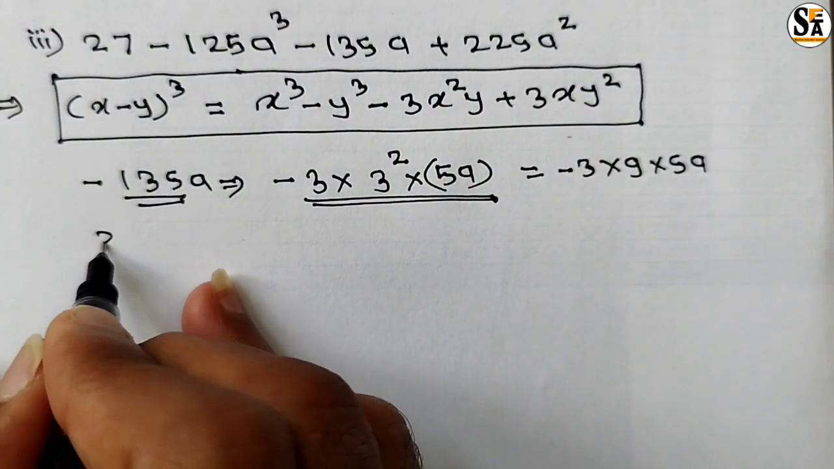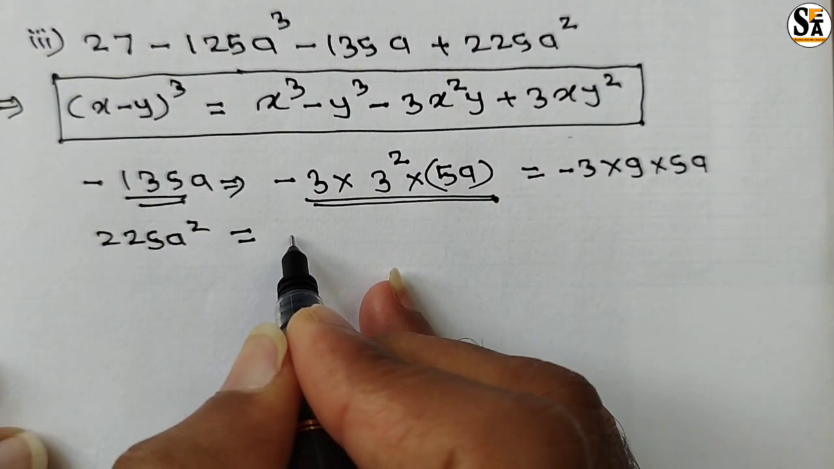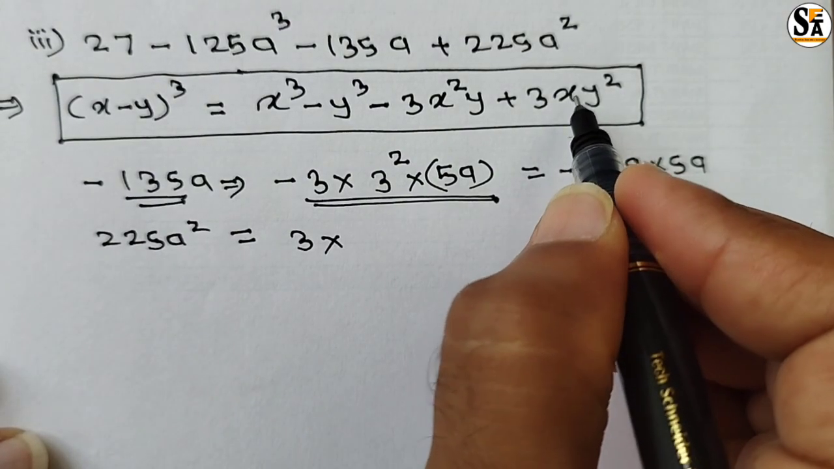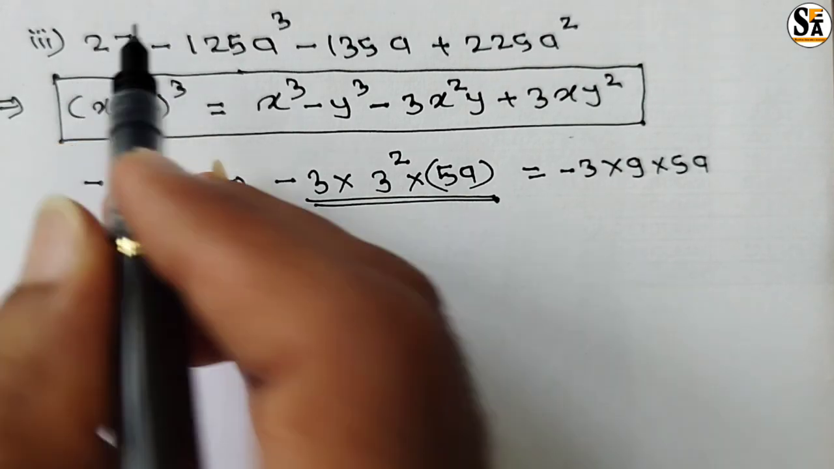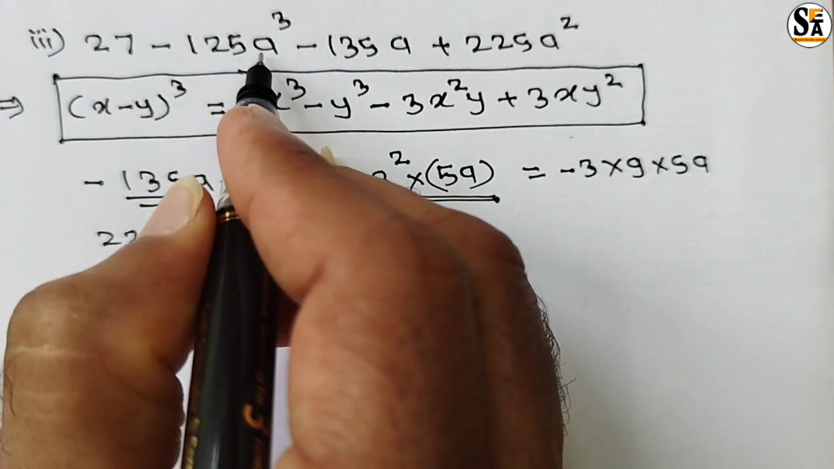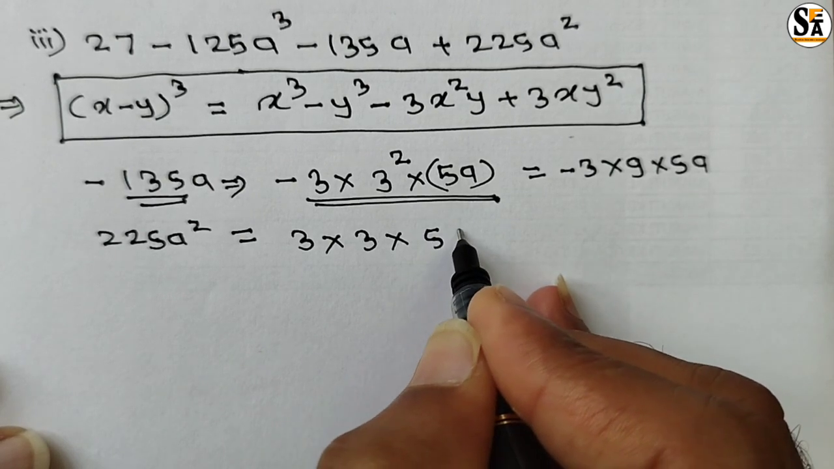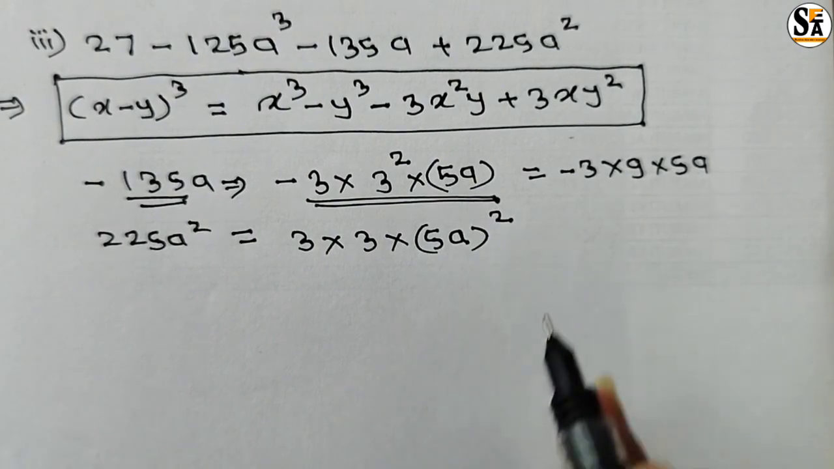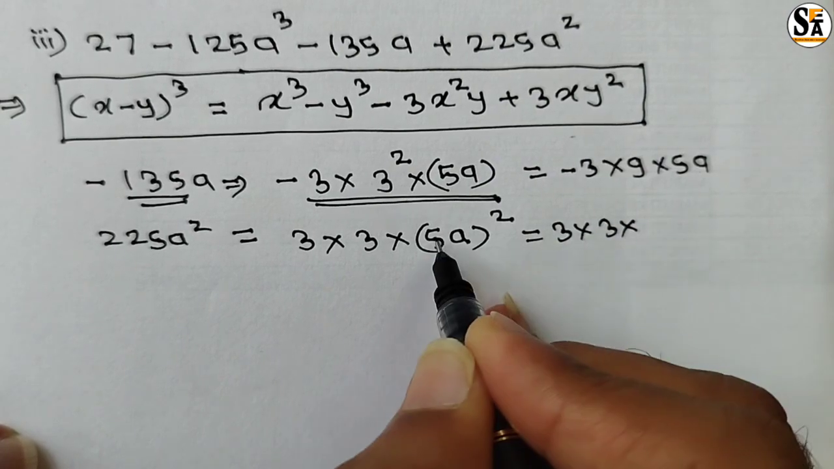And 225a square, this term we have to split like this. We require 3 here. Then the first term, that is x. The first term we have considered is the cube root of this 27, which is 3, and the square of the cube root of this second term. 125 cube root is 5 and here is a. So square of this is 5a square. So just see, 3 into 3 is 9 and square of 5 is 25.